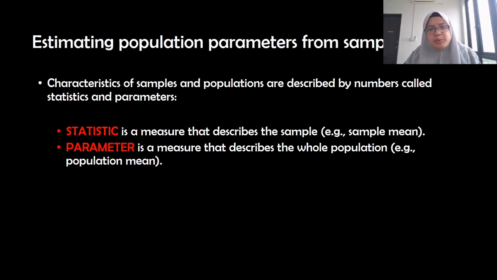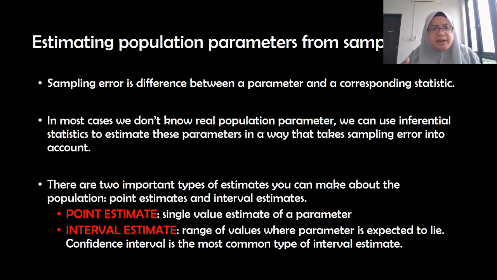So how can we estimate population parameters from sample statistics? Basically, characteristics of samples and populations are described by numbers called statistics and parameters. A statistic is a measure that describes the sample, for example, the sample mean, and a parameter is a measure that describes the whole population, for example, the population mean. Sampling error is the difference between the parameter and the corresponding statistic. In most cases, we do not know the real population parameter, so we can use inferential statistics to estimate these parameters in a way that takes sampling error into account.